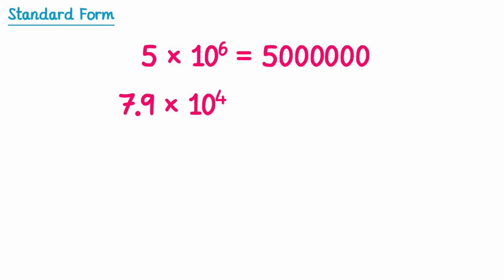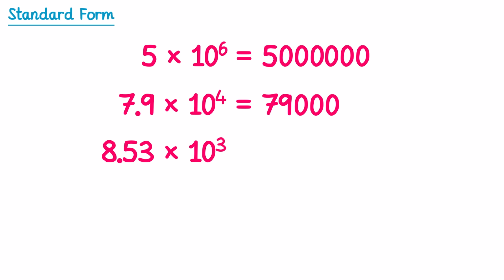What if we did 7.9 times 10 to the power 4? So this time we need to multiply 7.9 by 10 4 times. If we multiplied 7.9 by 10 once, it would be 79. A second time would be 790. A third time 7,900. And a fourth time would be 79,000.